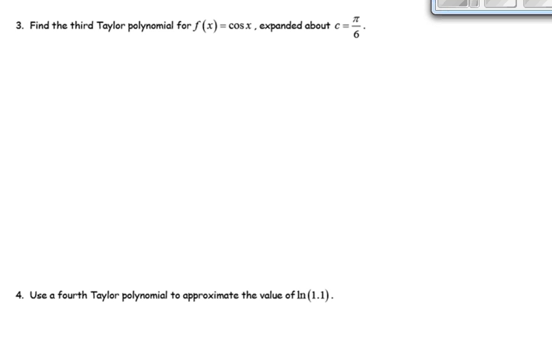Okay, so now we're going to try this process again for a different function. I want us to find the third degree Taylor polynomial for f of x equals cosine x, expanded about pi over 6. When you see the words expanded about, that means centered at. So I'm evaluating all my derivatives at pi over 6. You want the center to be something that you know the actual value of. So for cosine and sine, you have more options.